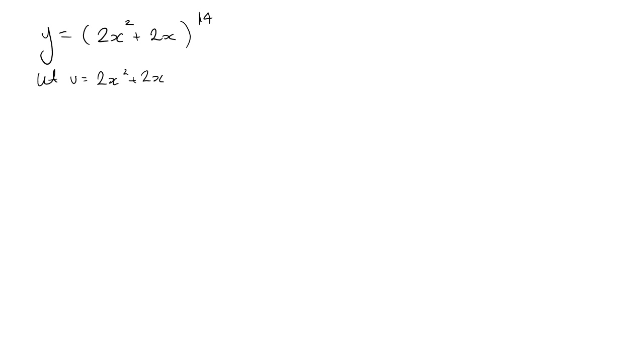Now back to this example. We let u equal 2x squared plus 2x. So the function becomes y equals u to the power of 14. Find the derivative of this. The u equals 2x squared plus 2x, so du on dx is equal to 4x plus 2.